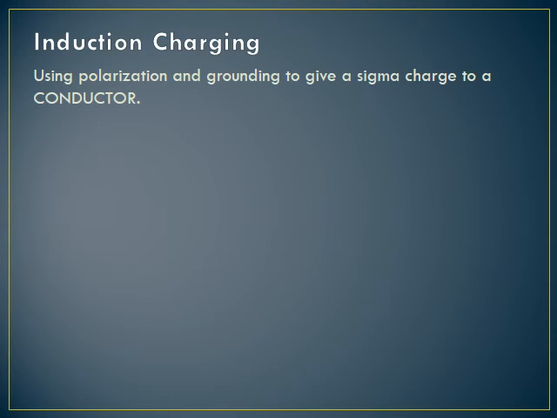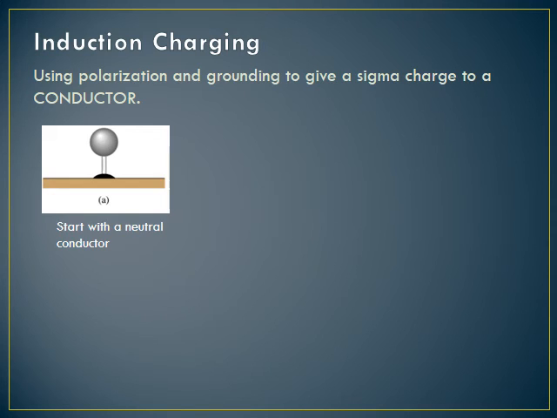The third and final kind of charging that we're going to teach you about is called induction charging. And induction charging uses some of the processes we learned about earlier, polarization and grounding, to give a charge to a conductor. And one of the cool things about induction charging is that you don't actually have to make contact between the two objects that you're charging. And so it ends up being a really useful kind of charging in the real world.